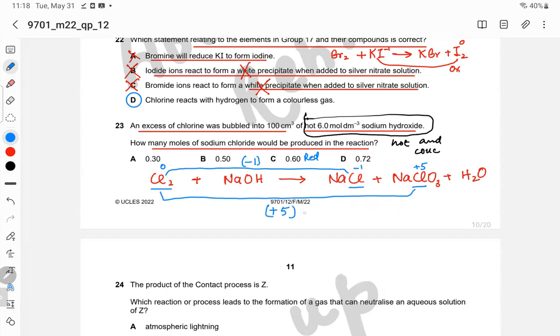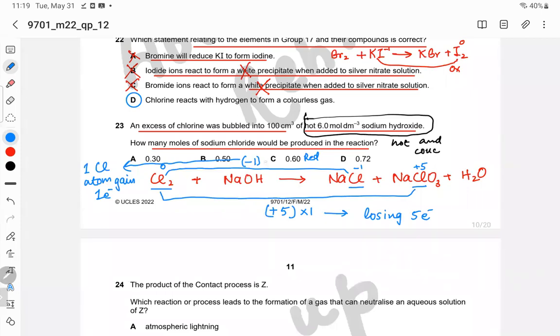Now, here it shows that there is 1 chlorine atom, and that 1 chlorine atom is losing 5 electrons. And here 1 chlorine atom gains 1 electron. So if 5 electrons are lost, then there must be 5 electrons that must be gained.